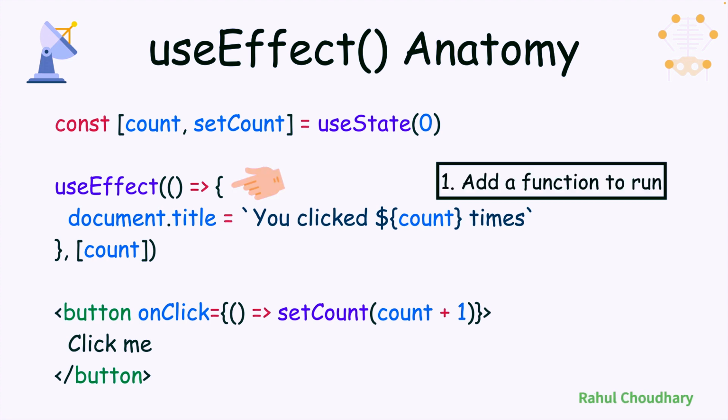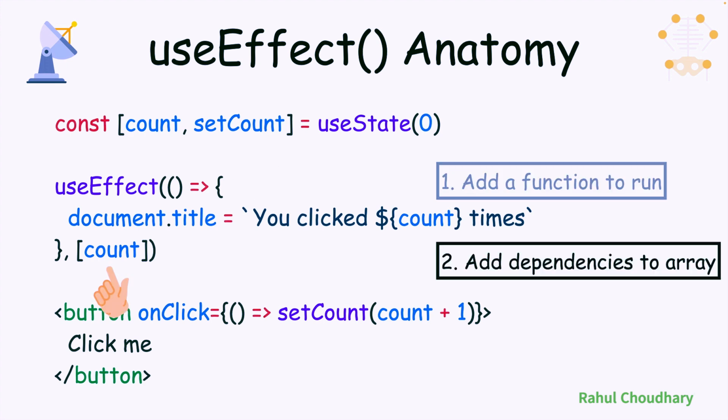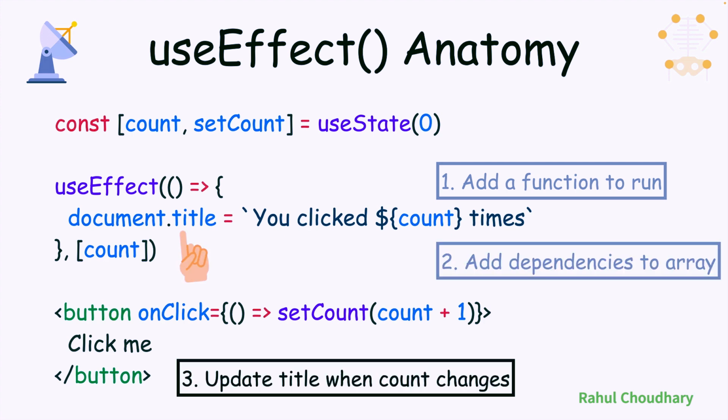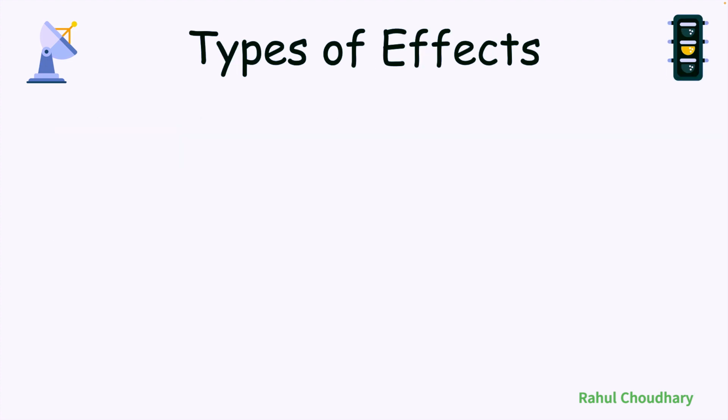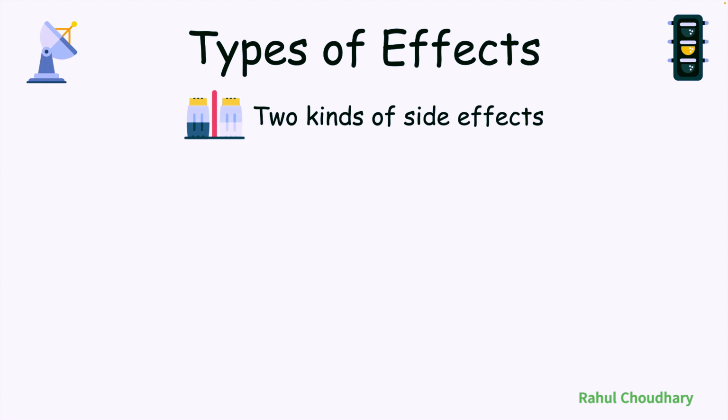To do that, you first give useEffect a function to run, and by default, it'll run after each render. To change that behavior, you can give it a dependencies array. When any value in this array changes, the effect function will run. And when the button is clicked, count will be updated in state, which will cause the effect function to run and update the title.